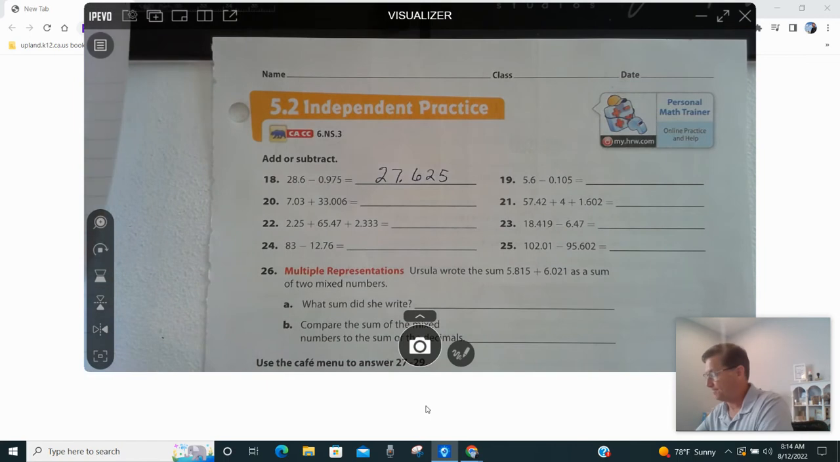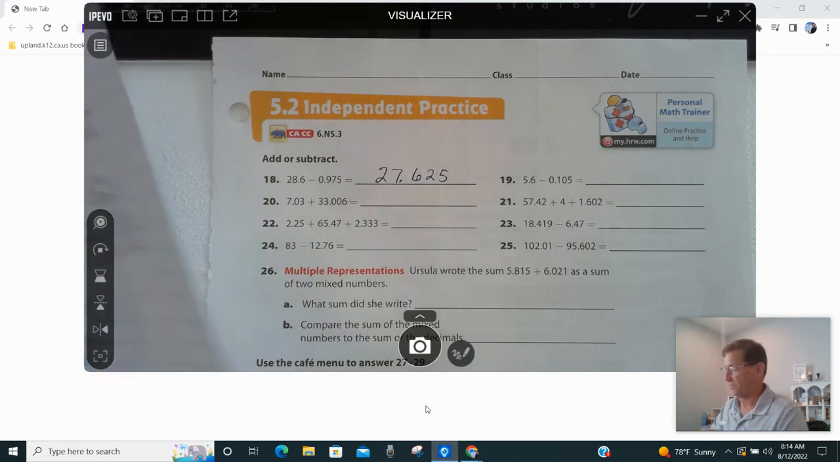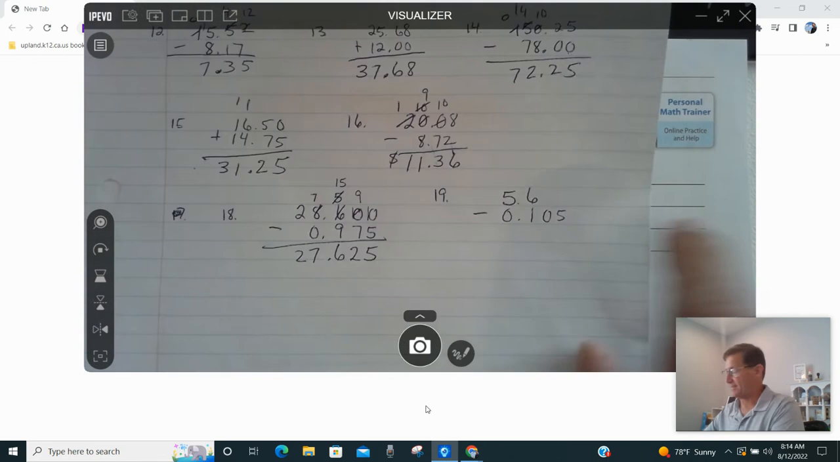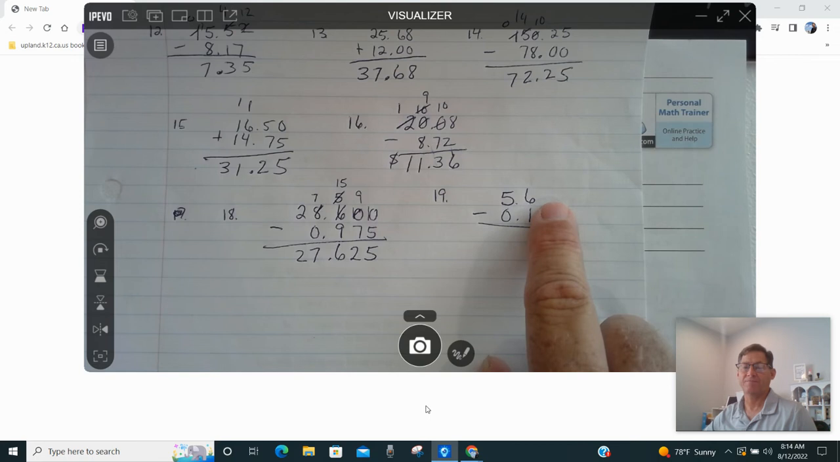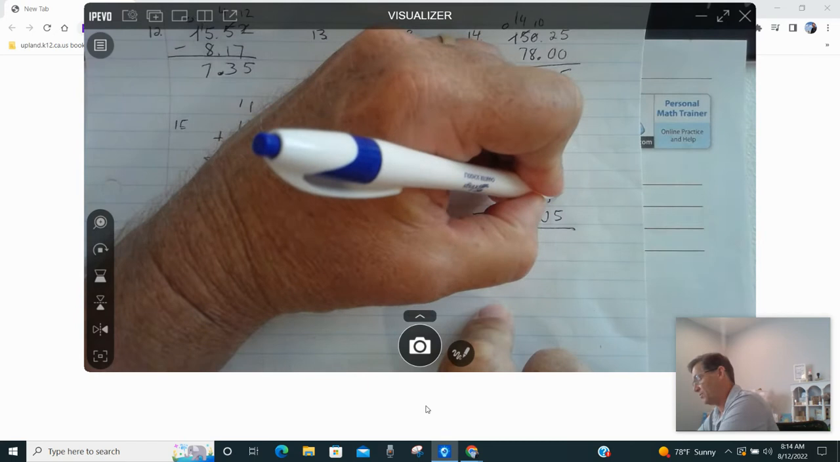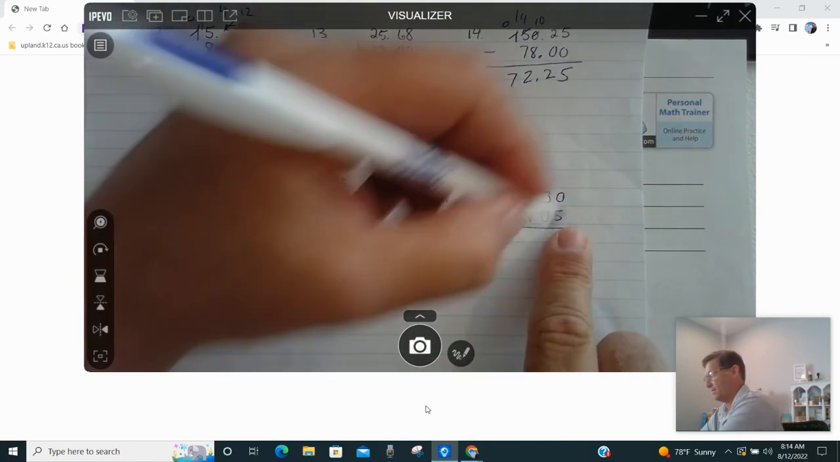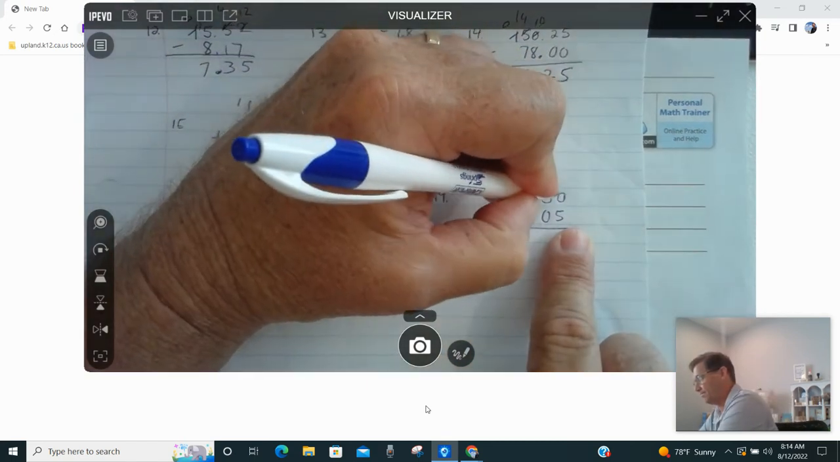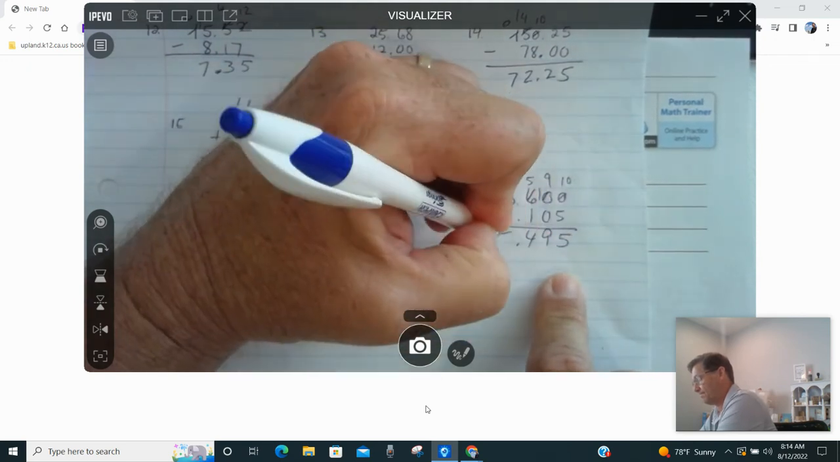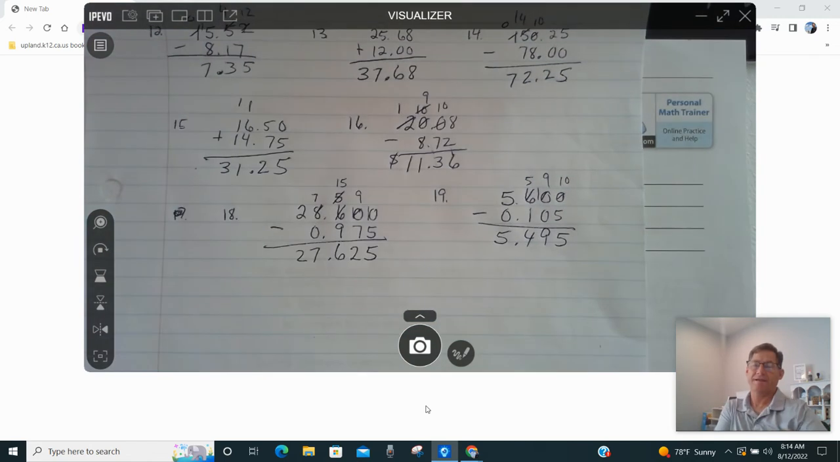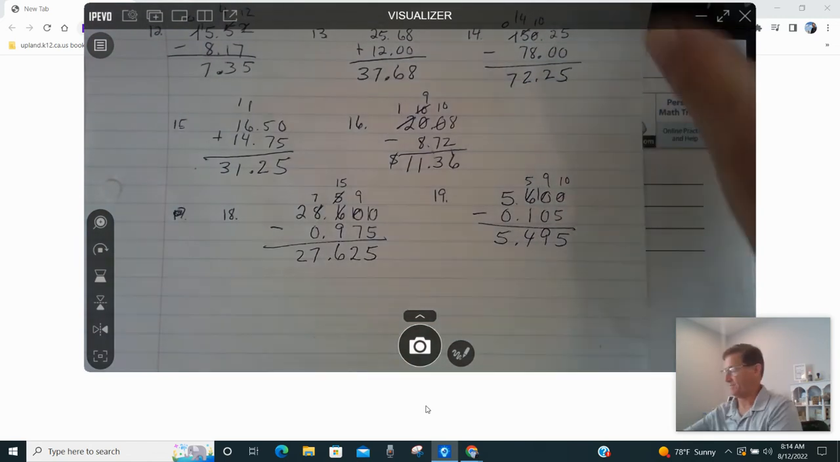Okay, 19, 5 and 6/10 minus 105 thousandths. So again, after lining the decimals, we notice that we don't have the same number of place value digits in 5 and 6/10. So let's add 2 placeholder zeros, regroup, and you should come up with 5 and 495 thousandths.